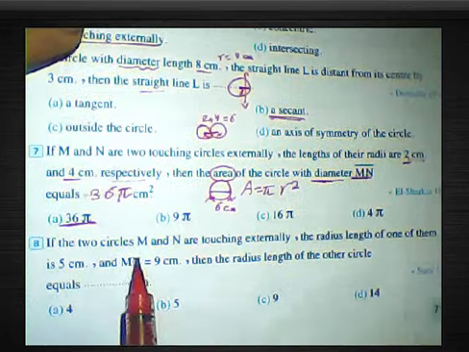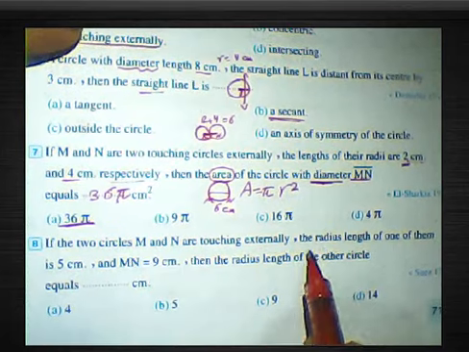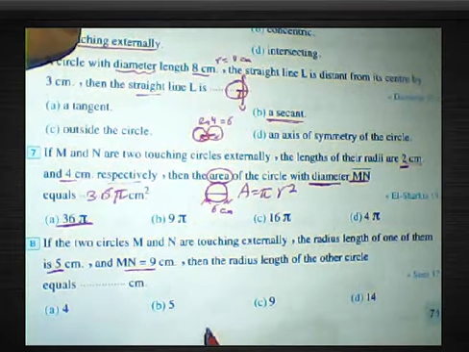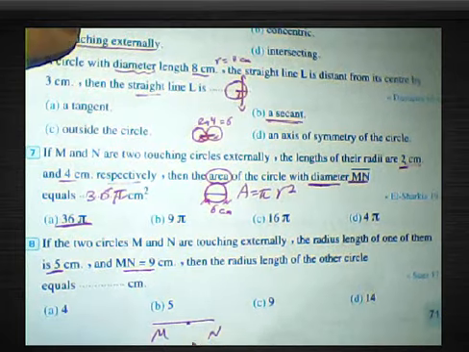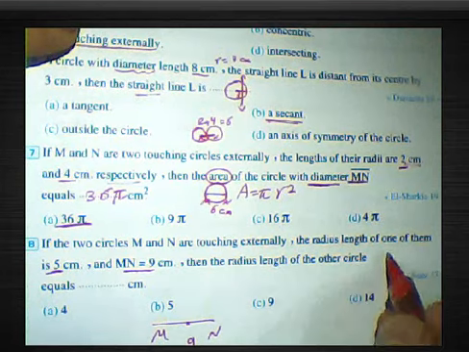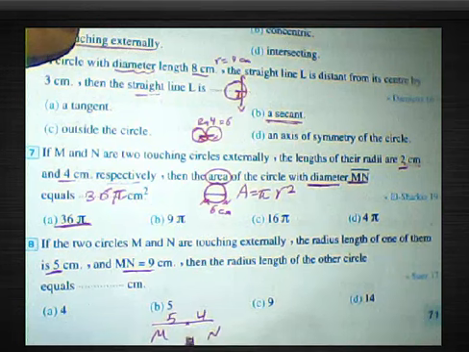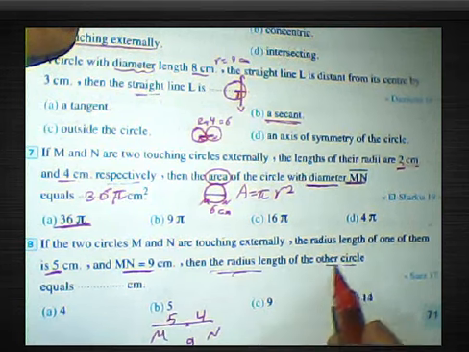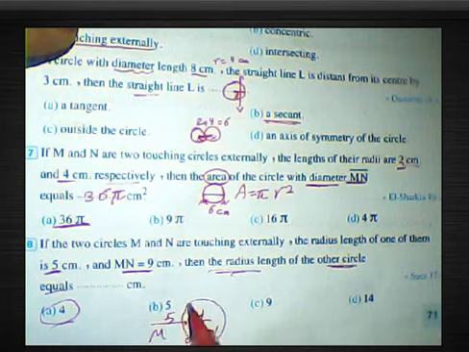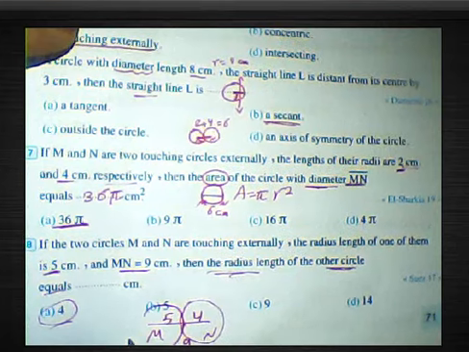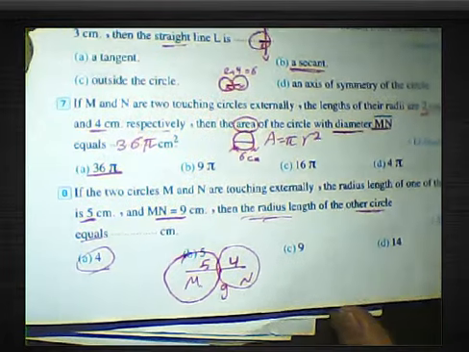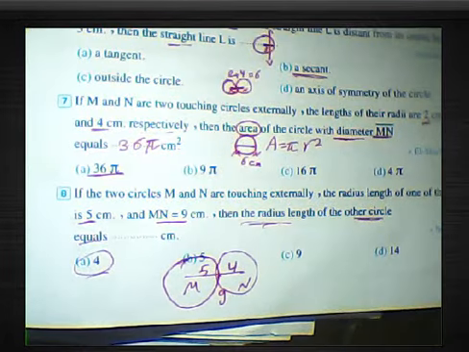Question number 8. If the two circles M and N are touching externally and the radius of one of them is 5, and the distance MN is 9, the first radius is 5, the second will be 4, the radius of the other circle equals 4, because the two circles are touching externally. So the radius will be 4 in this example.